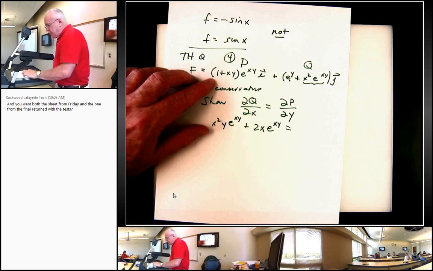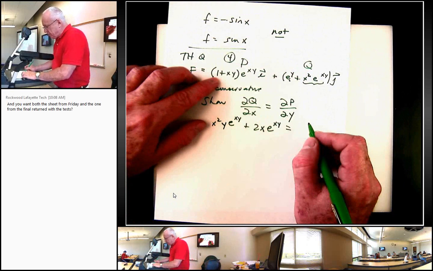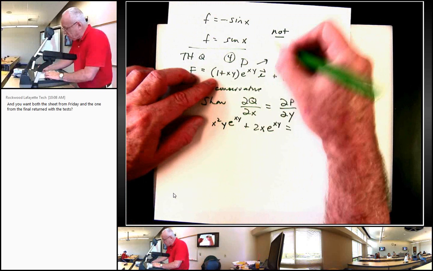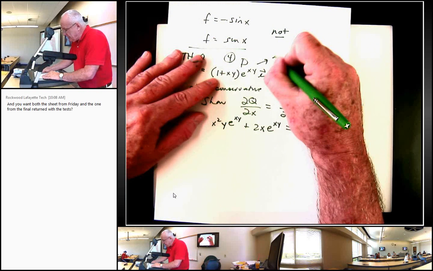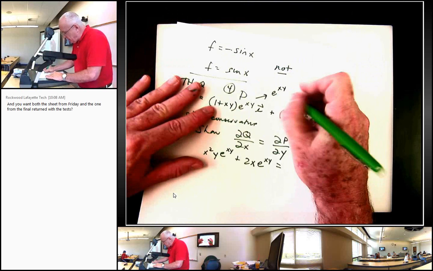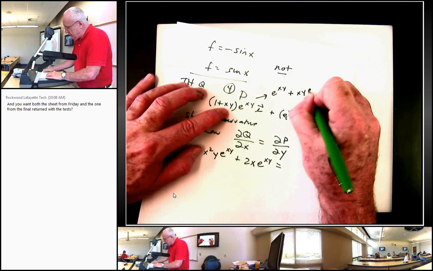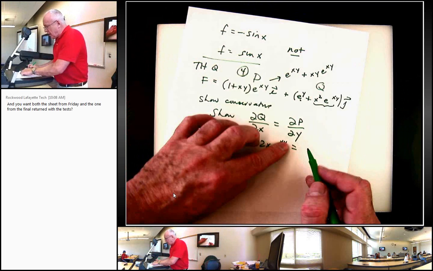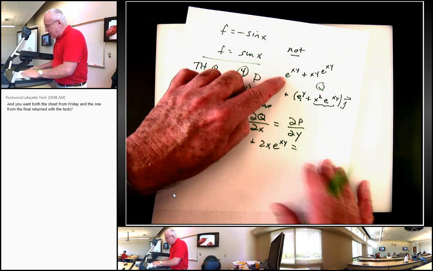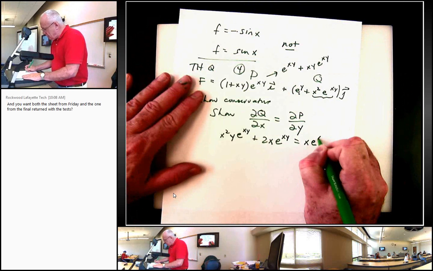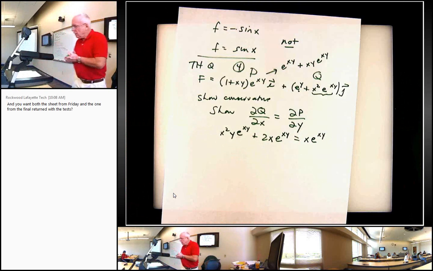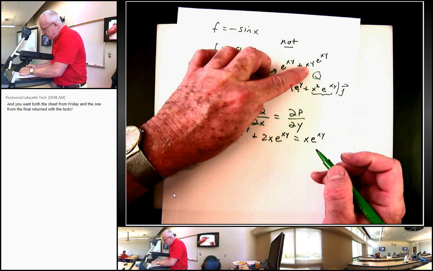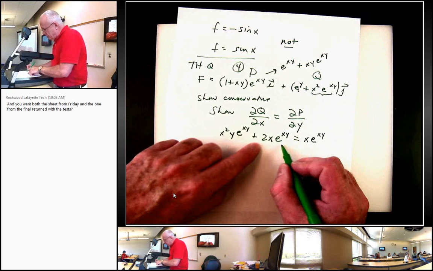Okay, dp dy, we come up with, let's see. I think what I did is first I just distributed this as e to the xy plus xy e to the xy. And then we do the derivative with respect to y. Well, this one, x is our constant, so that's x e to the xy. Is that right? Okay, yeah. And then, I'm hoping that's right, because we'll get another one.